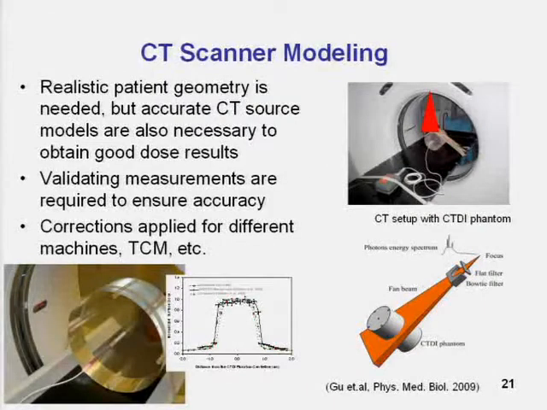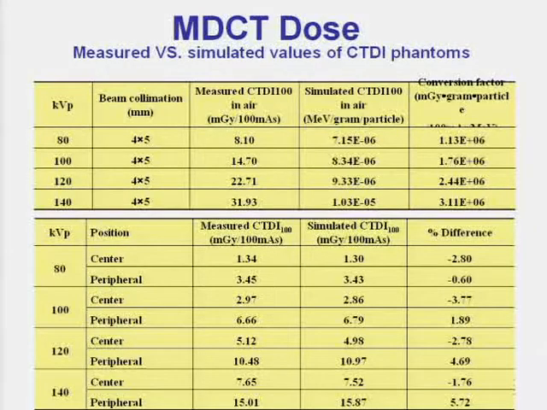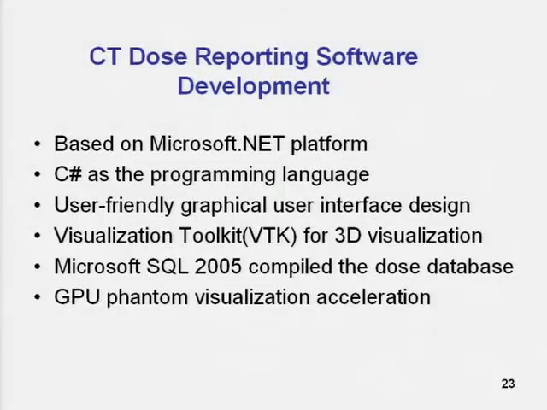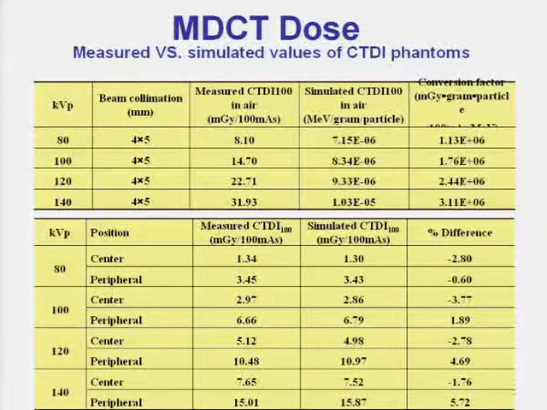Just to mention again, and I won't spend any time on this, that realistic patient geometry is needed, but we do need to be accurate with our representation of the CT source, and we need to, as he mentioned, validate that against measurements. We also need to consider corrections for different machines and for tube current modulation. I'll mention that briefly as we look. This is the kind of validation where we combine measured information with simulated information, so we have a good representation of what the source is actually producing. We need to understand that. If the source is not good, it doesn't matter how good our patient geometry is. It doesn't tell us anything useful.